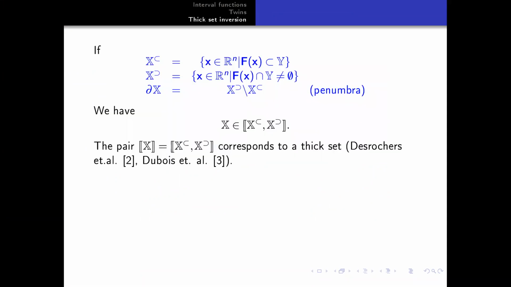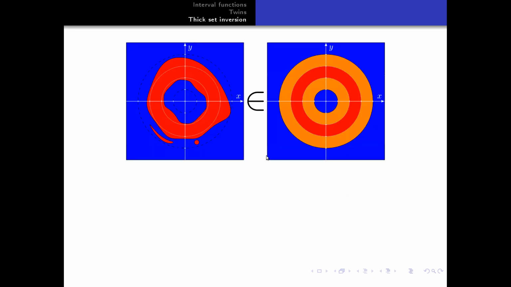So the pair x subset corresponds to what we call a thick set. It is represented here. I have some set represented here in red, and x belongs to a thick set with an inside and an outside, where the orange corresponds to the penumbra. So the boundary of this red set on the left belongs to the orange set, so it belongs to the penumbra.